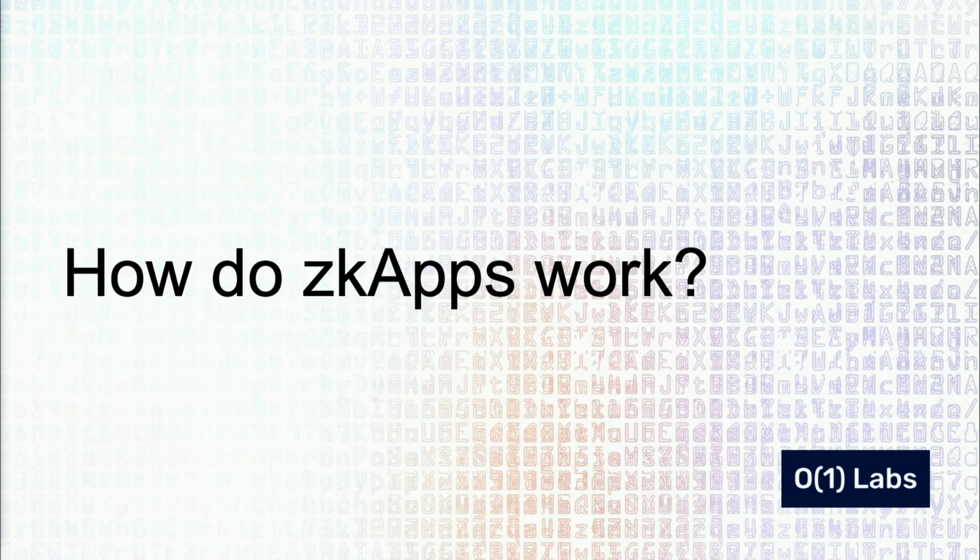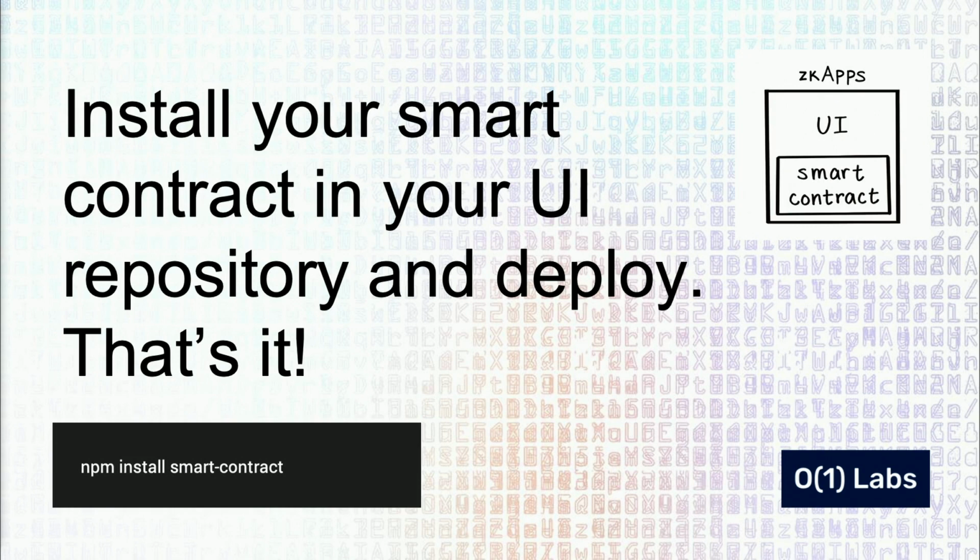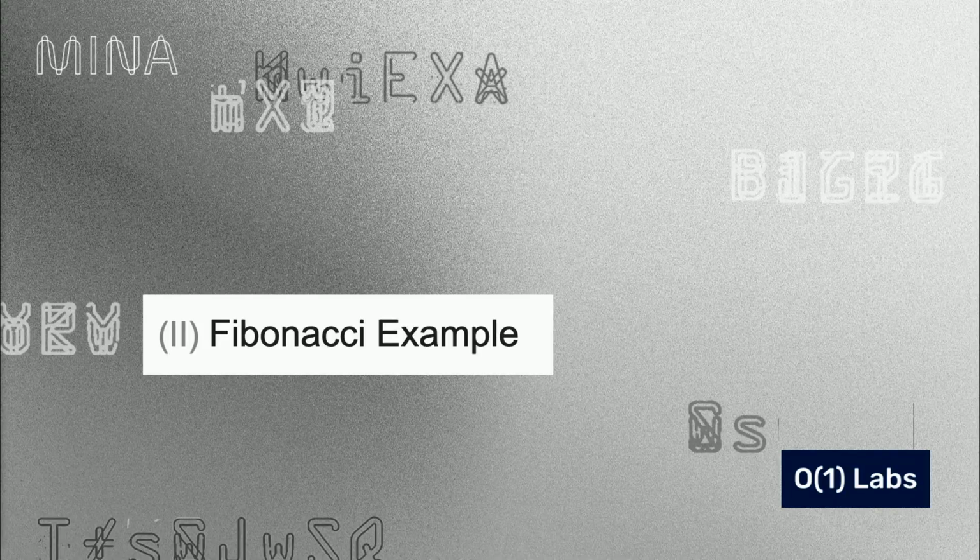How do ZK apps work? Well, you just install your smart contract in your UI repository, and you deploy, and that's it. It's all TypeScript, so you just put it on GitHub, Node, whatever you like, and it's a part of your front end, basically. I'm going to pass it off to Martin to talk about a Fibonacci example. He's got some code, so it should be pretty cool.